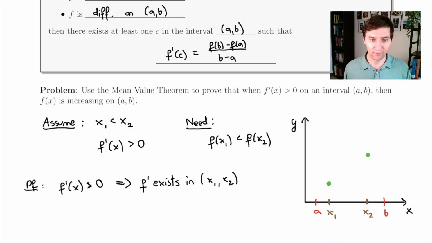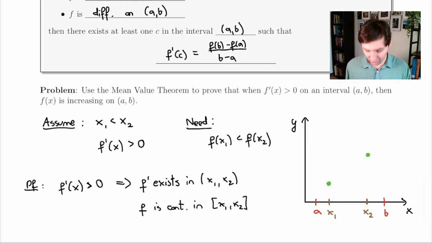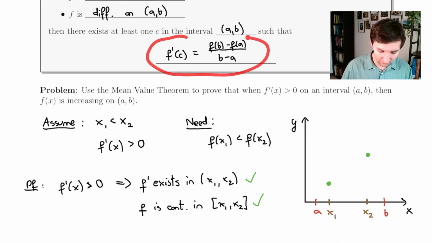We also have a theorem that says that if a function is differentiable, the derivative exists, then the function must be continuous. That means that this also implies that f is continuous on the interval from x1 to x2, x1 and x2 included, because this function is differentiable everywhere between a and b, which means it's continuous everywhere between a and b, which means it's definitely continuous between x1 and x2, including x1 and x2. The two conditions of the mean value theorem are satisfied. This means that the conclusion of the mean value theorem follows.